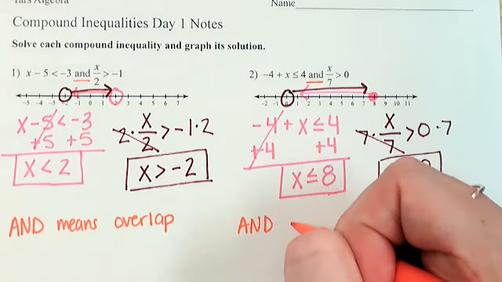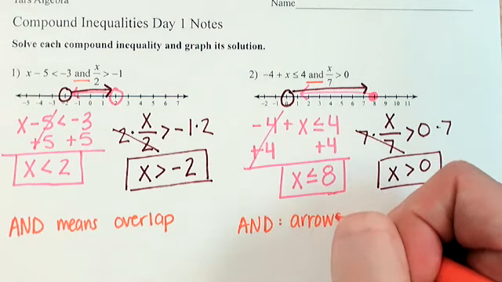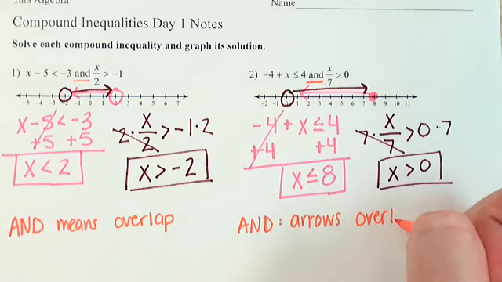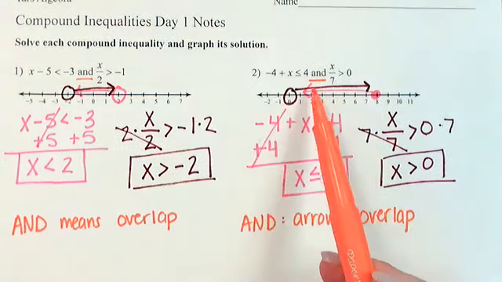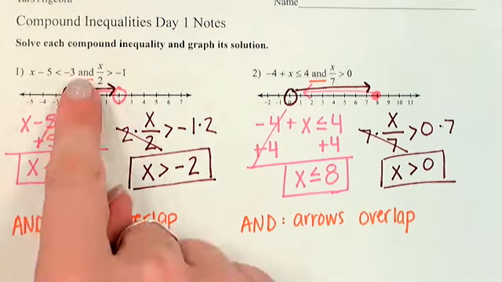And arrows overlap. So if you ever have an "and" and your arrows are not overlapping, you made a mistake somewhere and we need to check it out. So this is half of what we're learning today, is "and"s.